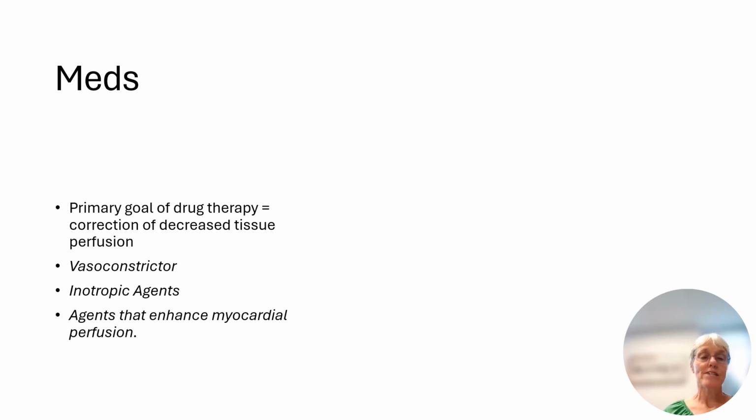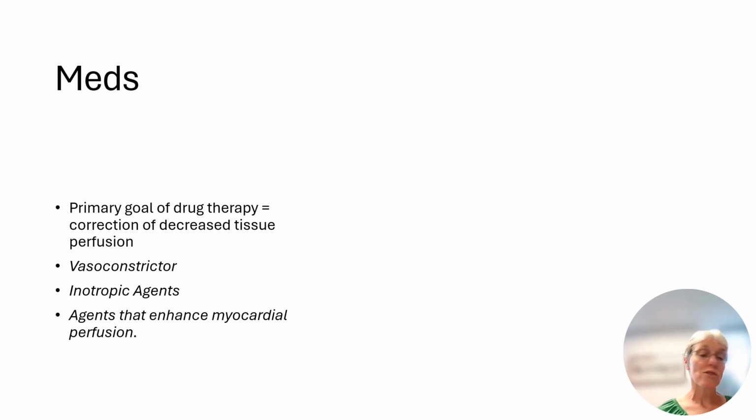The inotropic agents would be like your dobutamine and milrinone. What they do is they stimulate the heart muscle to squeeze harder, so you get more cardiac output each time the heart squeezes. The better your heart squeezes to push the blood forward, the better you're going to have perfusion take place.